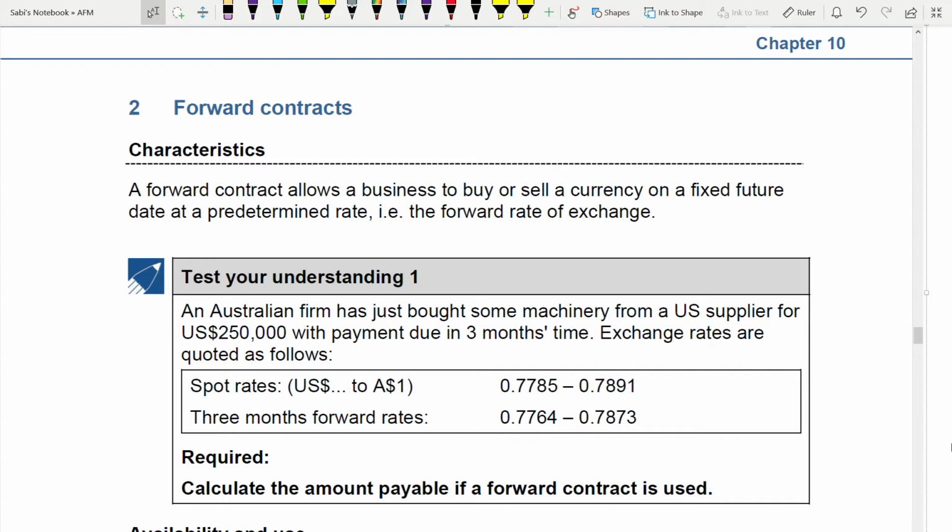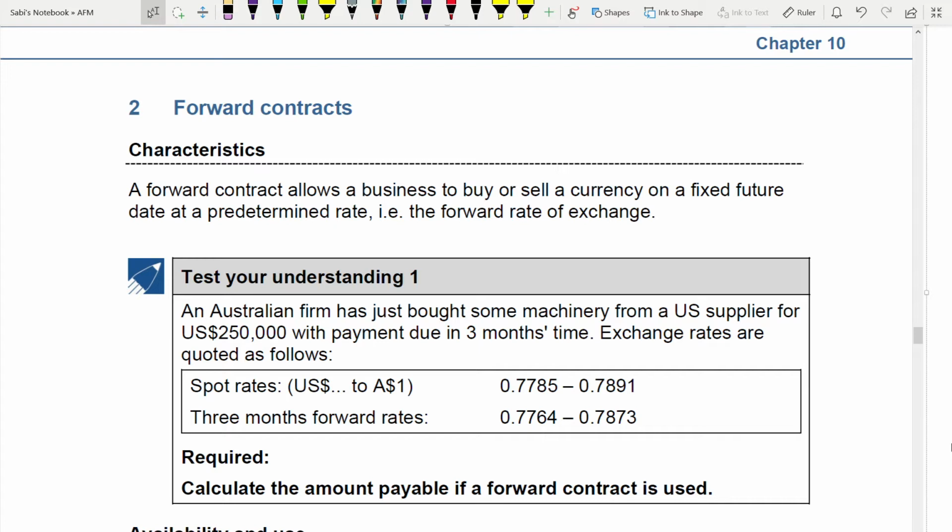So the first one is forward contract. And mind you, this is exchange rate risk management. For interest rate risk management, I will be making another video. My second video will be on that, where I will be discussing all the derivatives. So, starting with forward. Forward is one of the easiest.